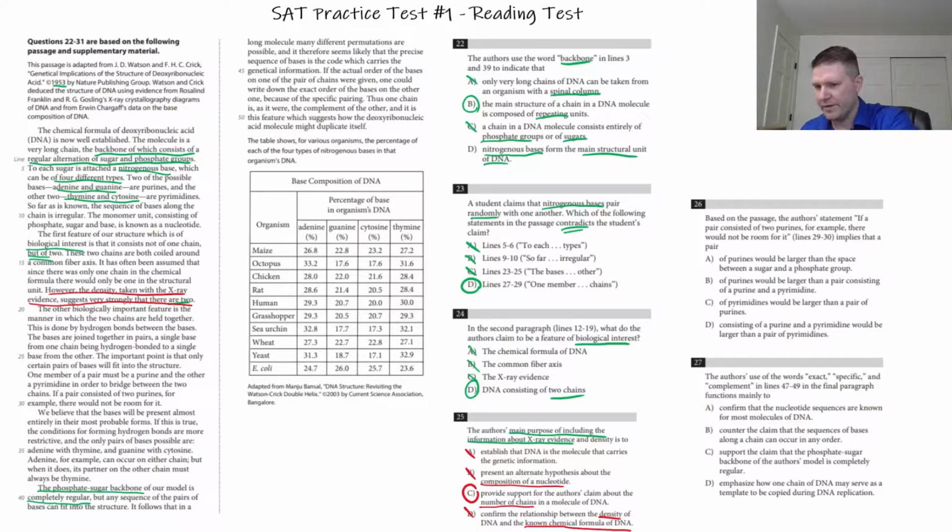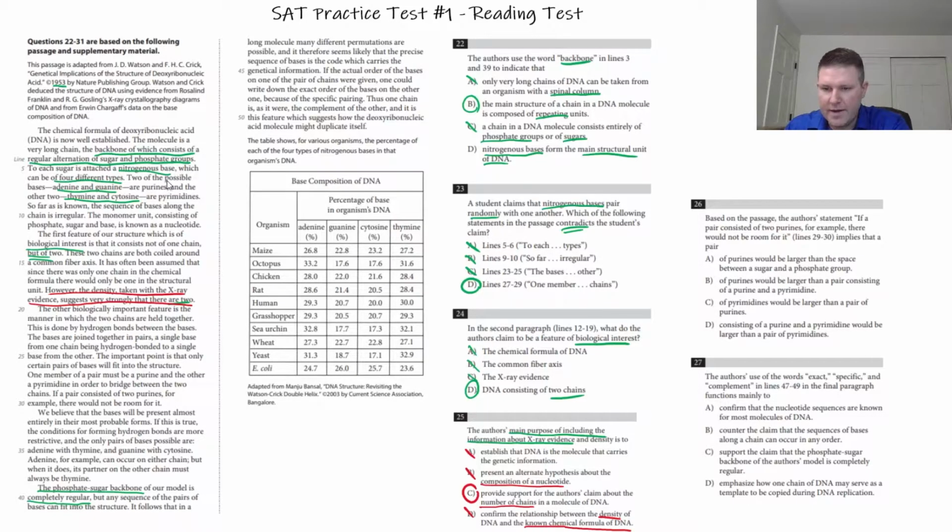All right, I'm going back to green. Now for 26, based on the passage, the author's statement, if a pair consisted of two purines, for example, there would not be room for it. This is probably the one that gets people the most, okay? So what I'm going to do is I'm just going to label which ones are purines and which ones are pyrimidines to sort of illustrate something.